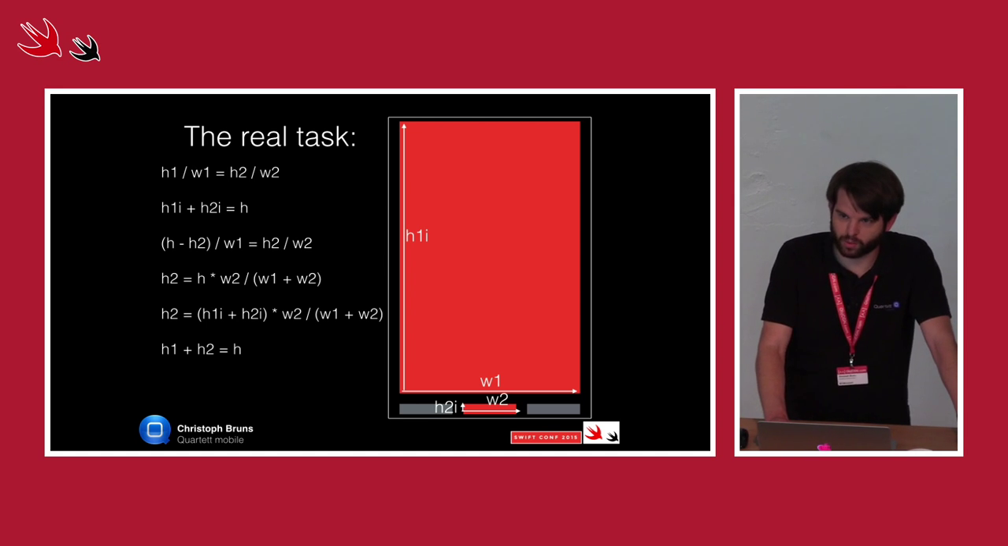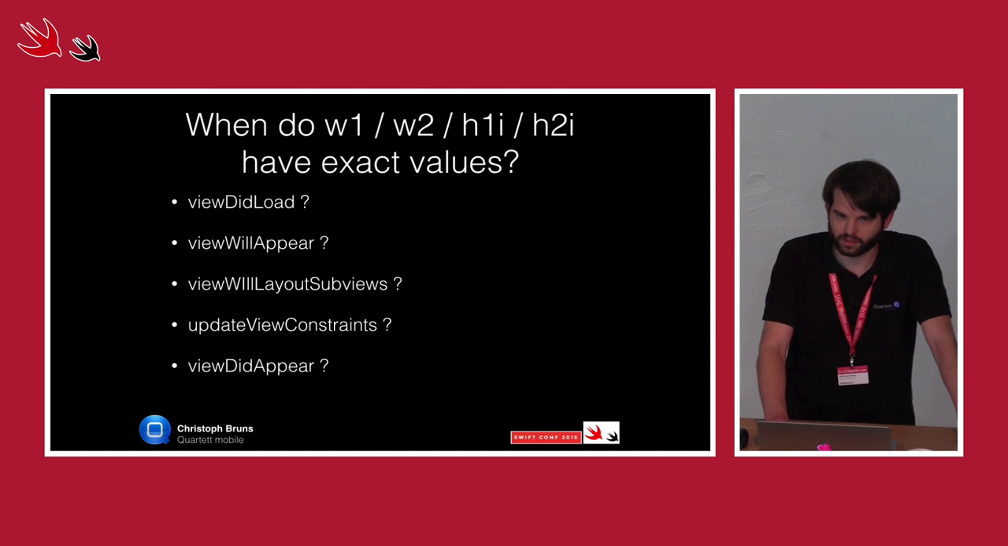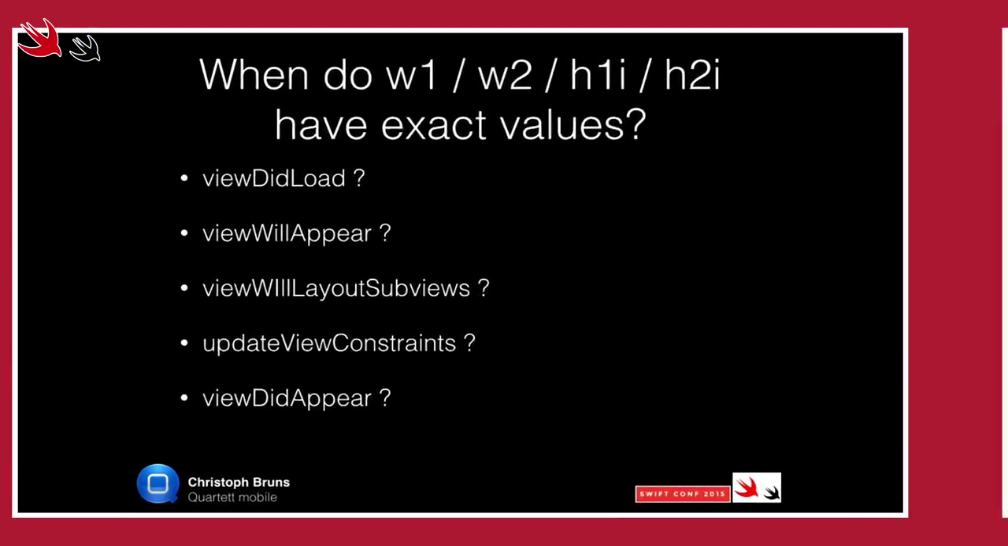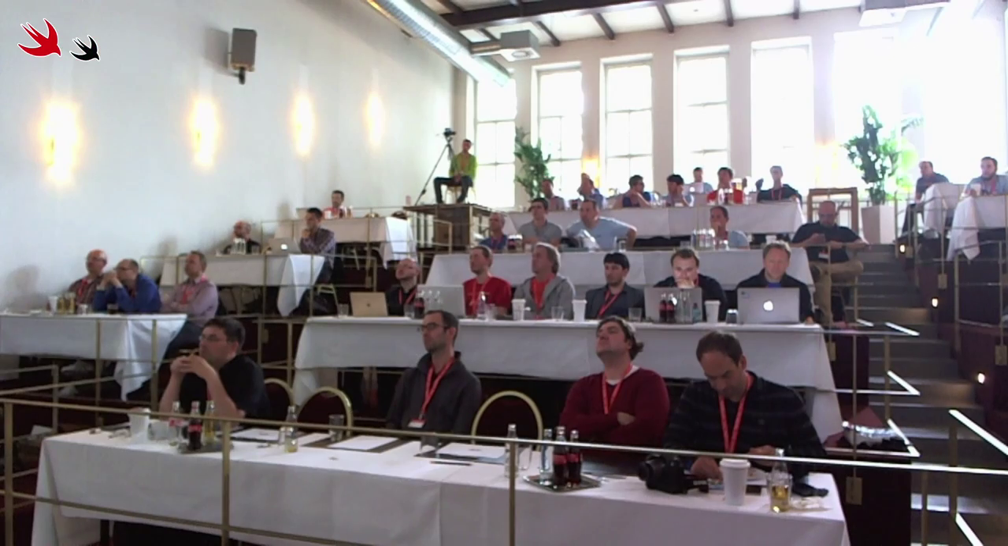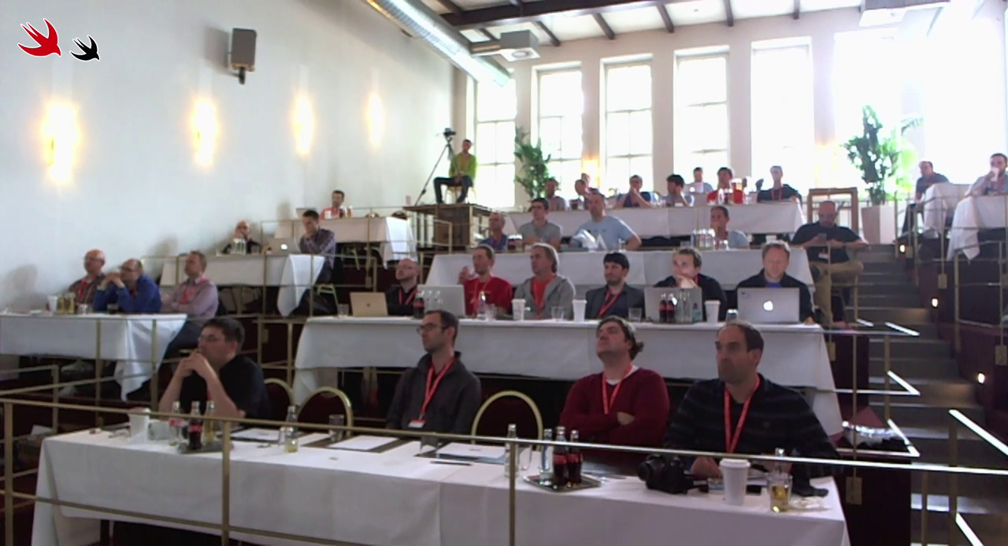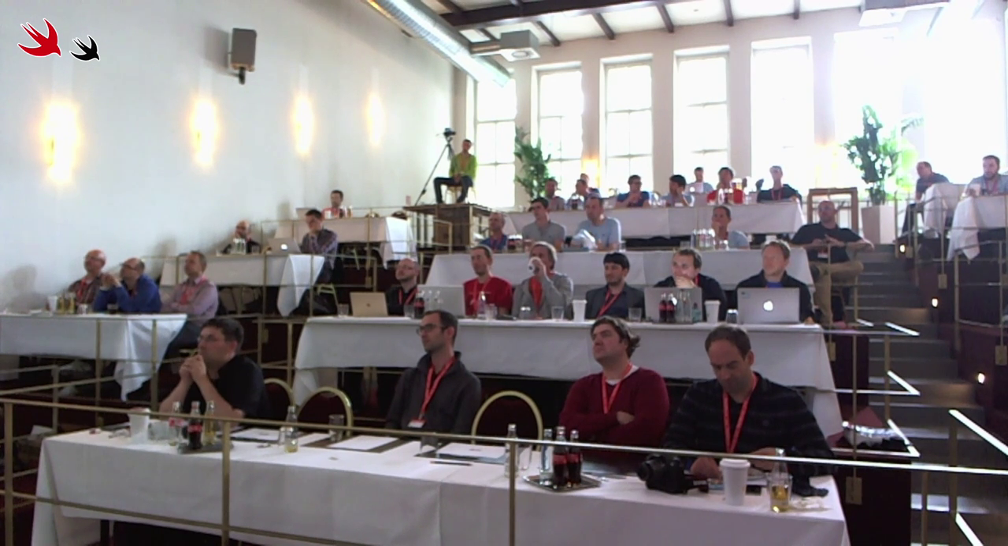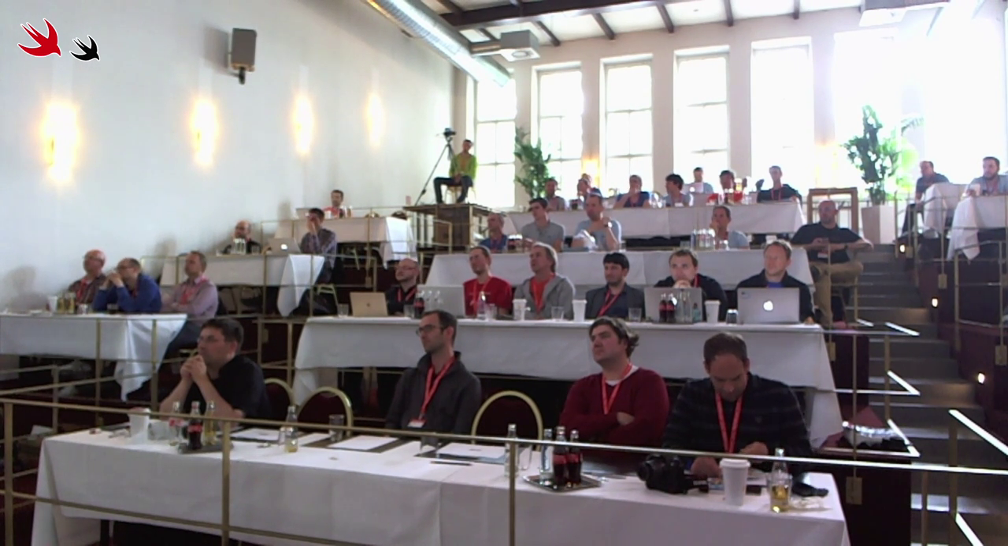So now I have a question for you. Where should we make the adaptation to the constraint? Well, viewDidLoad? Will it work? Do we already know the values from the first constraint iteration? I see some shaking heads. You're right. viewWillAppear? No, yes, does not work. viewDidLayoutSubviews is obvious as well. updateViewConstraints, no. Now, the first time we have those values in the view controller methods is in viewDidAppear.